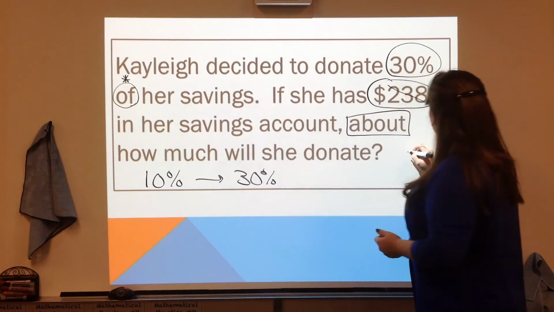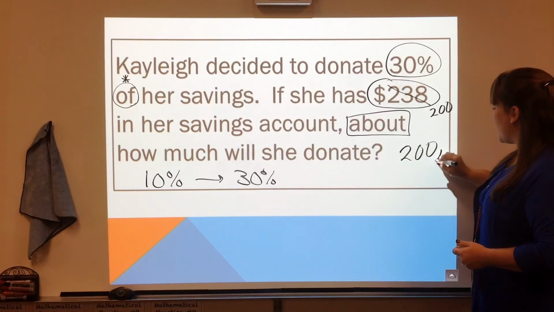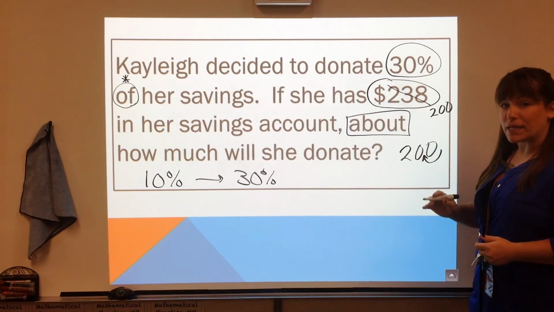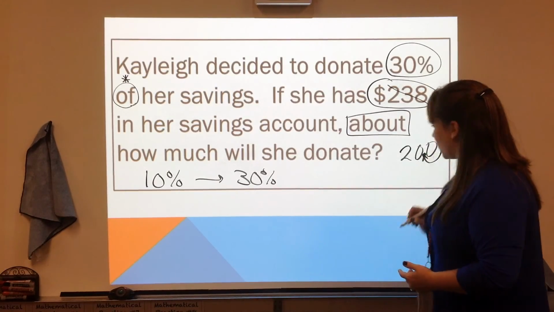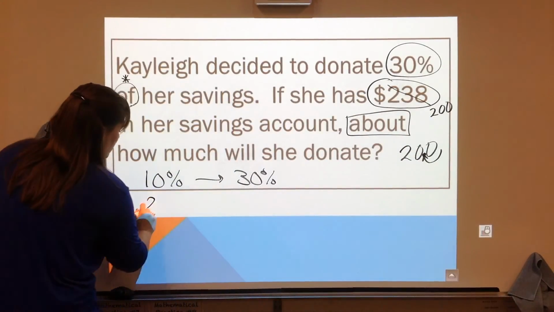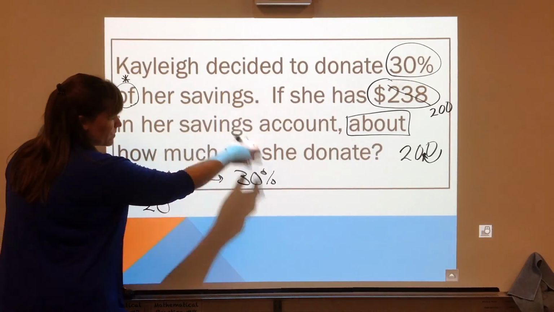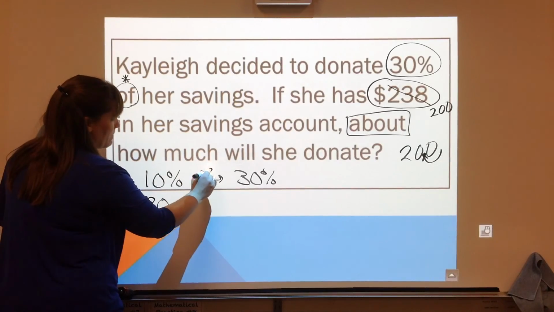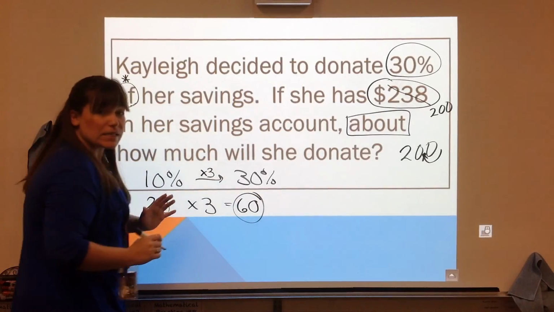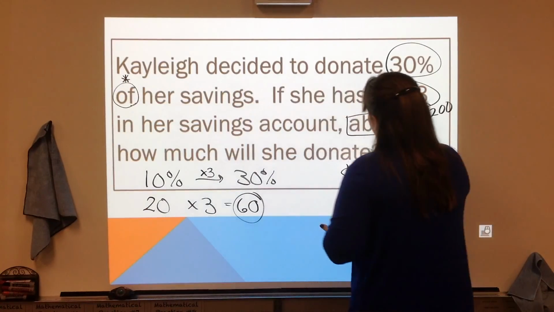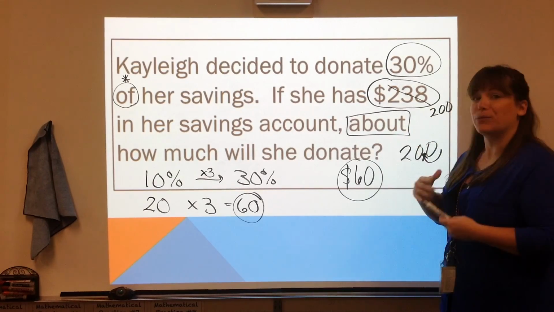So now I'm going to find 10% of this number. Remember, the decimal point moves over one place, so 10% of 200 is 20. So there's the decimal point. So I'm going to write 20 right underneath the 10%. And now I'm going to think, okay, how do I go from 10% to 30%? I'm multiplying by 3, so I have to do the same thing, and I will get 60, or she'll donate about $60. It's not exact. Again, the word about, we're just estimating.